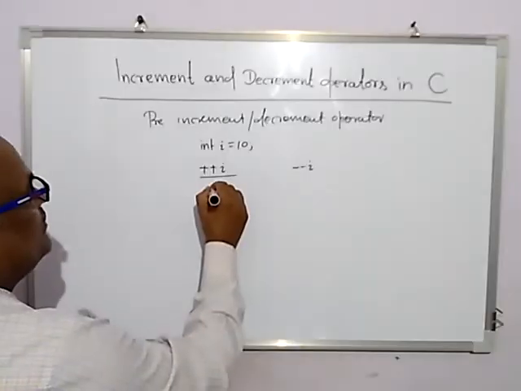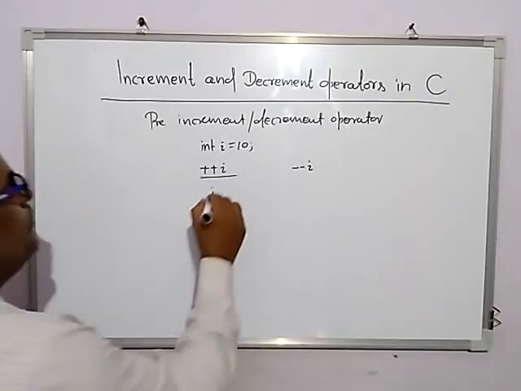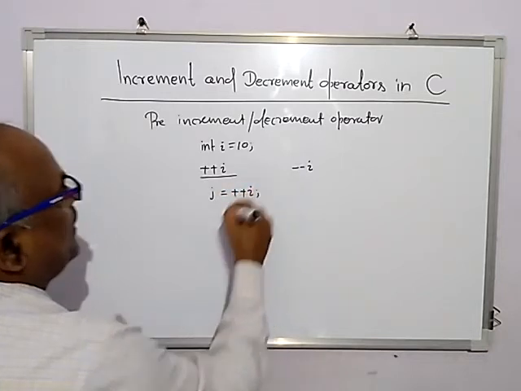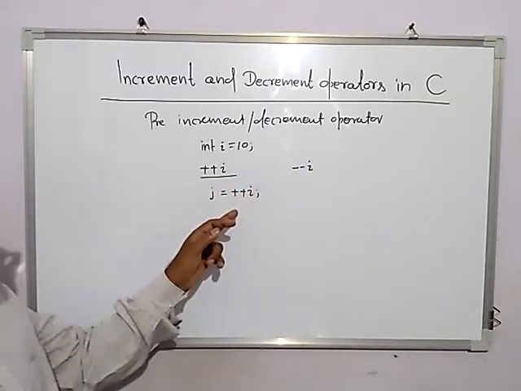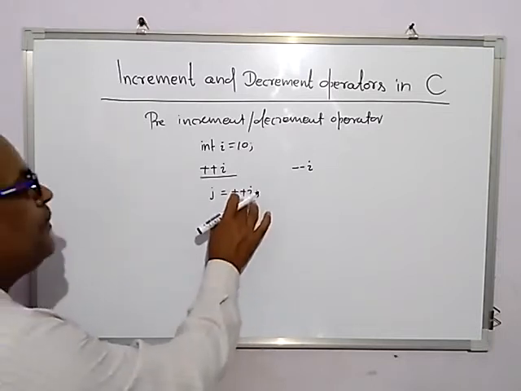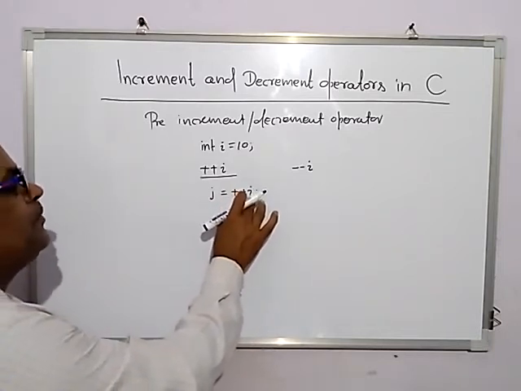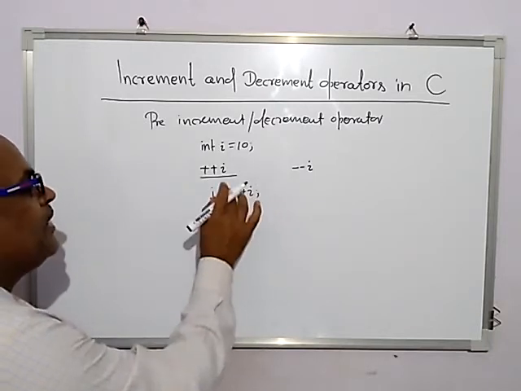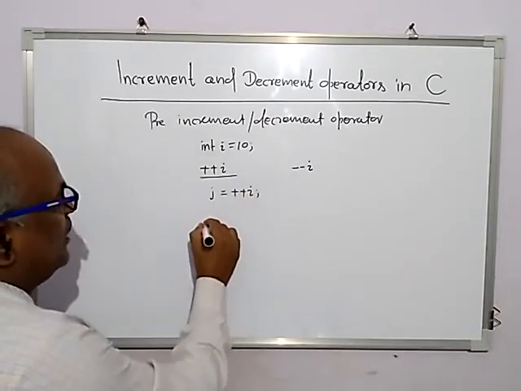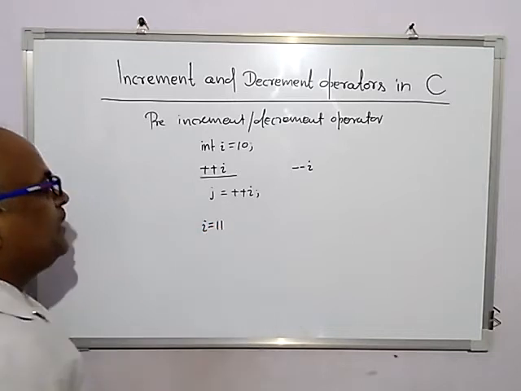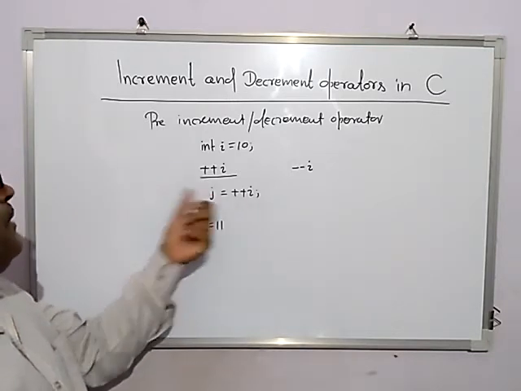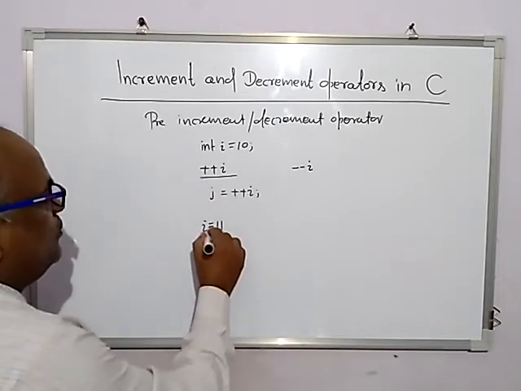Suppose we consider j is another variable. If we write j equal to plus plus I, so what will happen? J equal to plus plus I means since it is pre-increment, the value of the variable is incremented by 1. That means it becomes 11. So now I equal to 11. So after incrementation of I, the value is assigned to j. So j equal to 11.